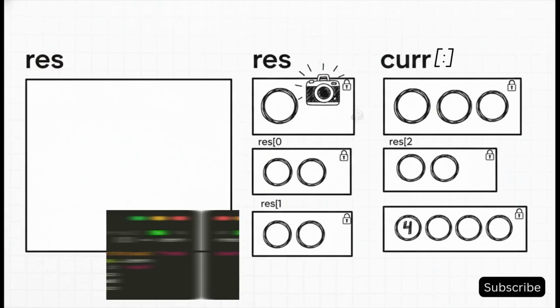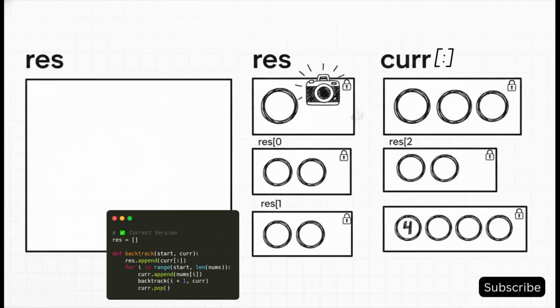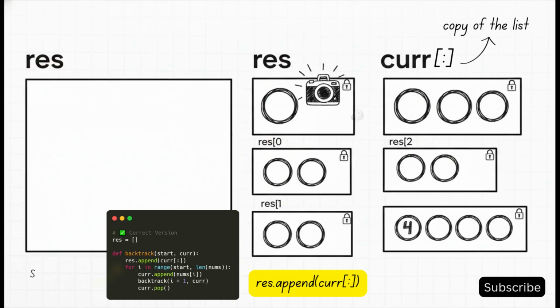The fix is a tiny 2-character change, res.append(cur[:]). By adding that slice, we're not appending a reference anymore. We're appending a copy of the list at that specific moment in time. We're freezing that state and storing it correctly. In an interview, explaining why you're doing this, because lists are mutable and you need to preserve the state, shows a way deeper level of understanding.